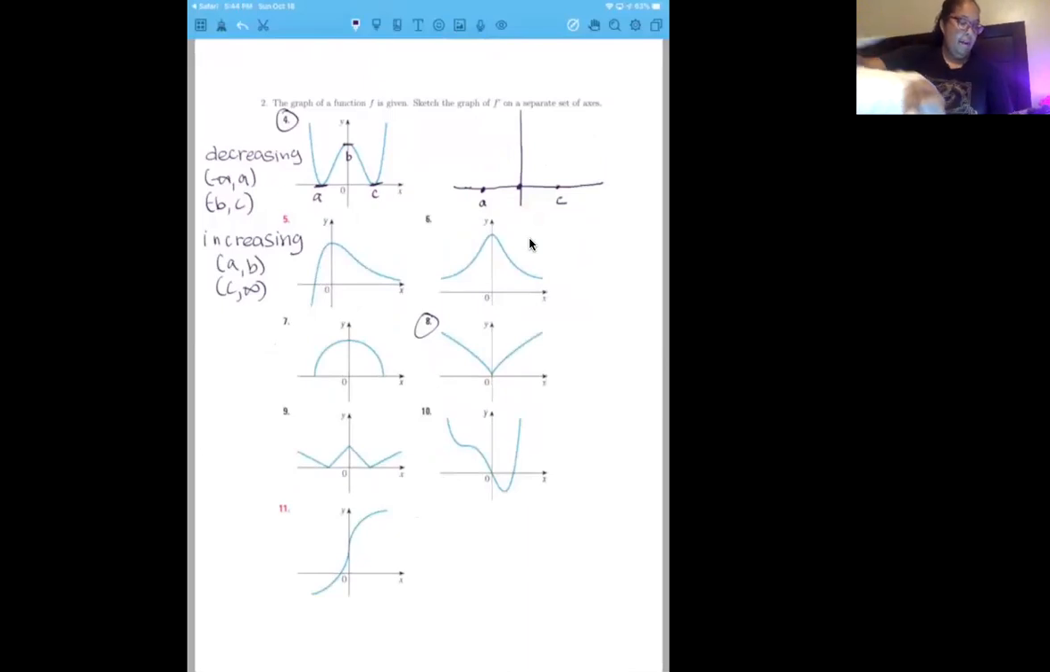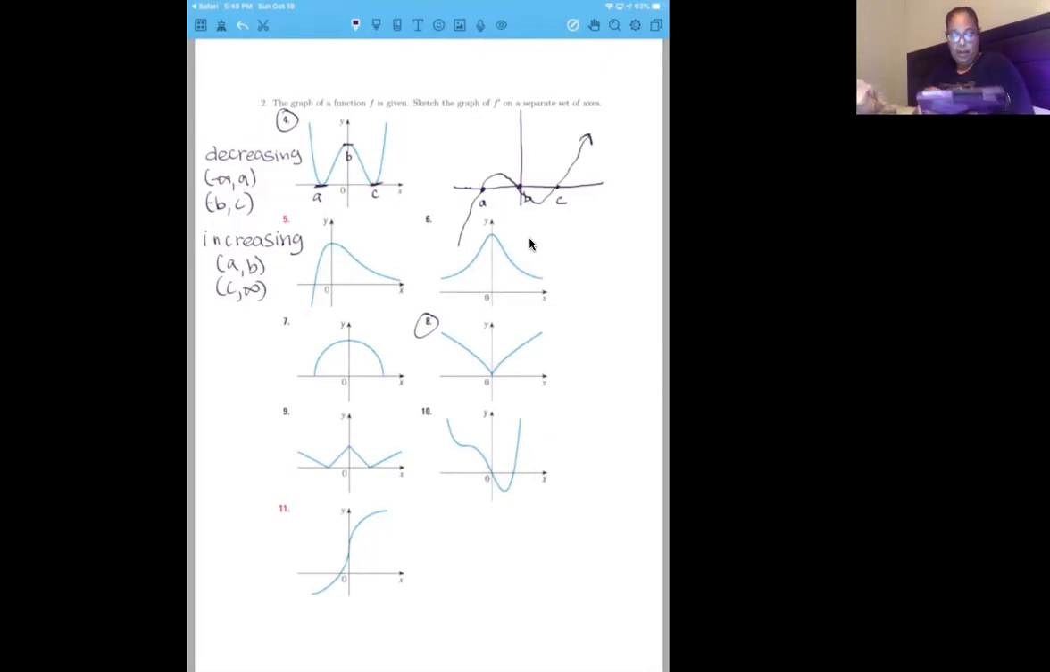So if I'm decreasing, that means I need to be below the x-axis. All right, so I'm below the x-axis from negative infinity to A. I need to be above the x-axis from A to B. I need to be below the x-axis from B to C, and I need to be above the x-axis from C to infinity.